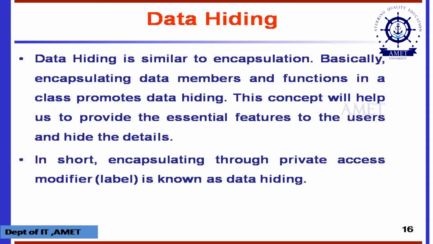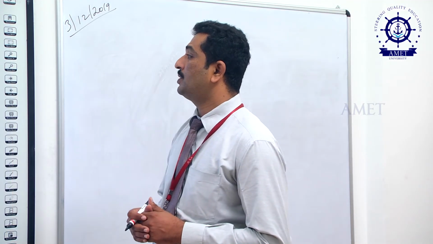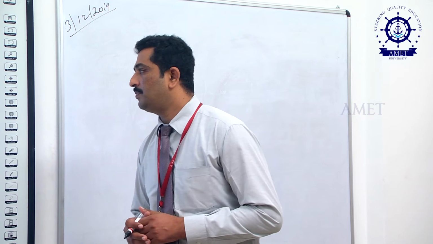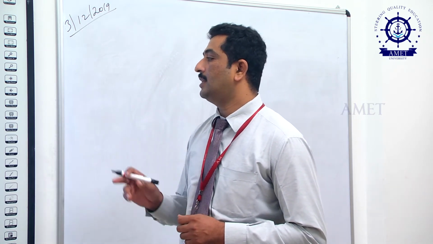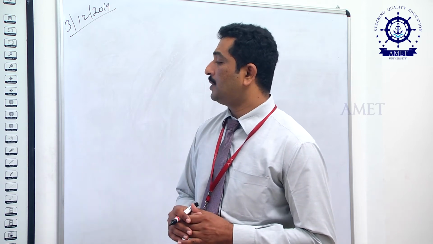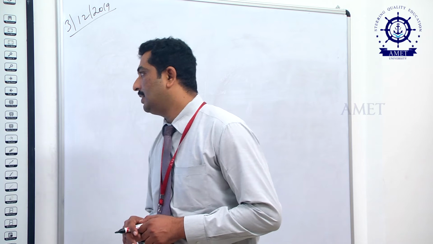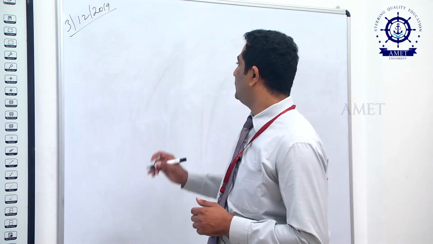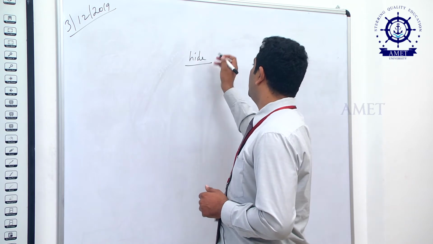Next, data hiding. Data hiding is similar to encapsulation. Basically, encapsulating the data members and functions in a class promotes data hiding. This concept helps us provide essential features to the users and hide the details. In short, encapsulation through private access modifiers is known as data hiding. Data hiding means hiding something from the users.